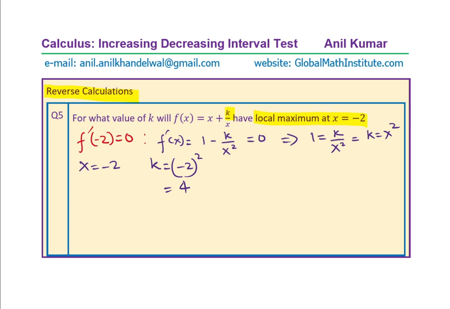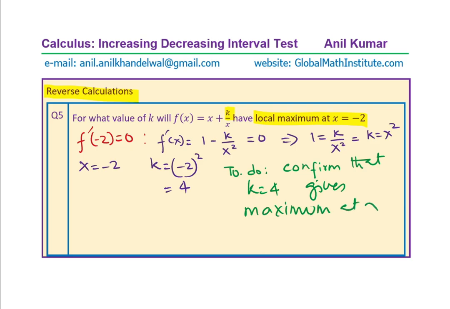Now, how do you confirm that this is a maximum, right? So do that yourself. So for you to do, let me write to do, right? Confirm that k equals 4 gives maximum, not minimum, right? Maximum at x equals minus 2. Perfect. This is what you should confirm, just as we did our interval tables earlier.